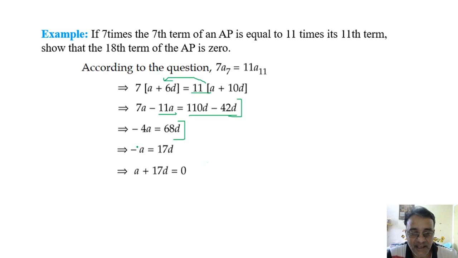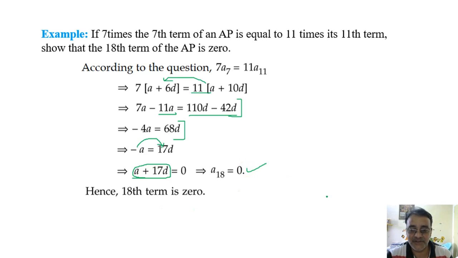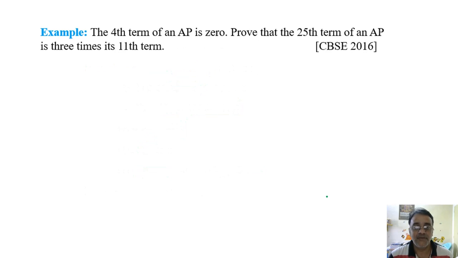So minus A को अगर इधर शिफ्ट किए तो प्लस A हो जाएगा. Similarly I told A is equal to minus 17D. If you shift minus 17 to the left side, you will get this one. Now what is this? 18th term, right? So this will imply 18th term is equal to 0. Any doubt? No, sir. Okay. We'll see one more question.